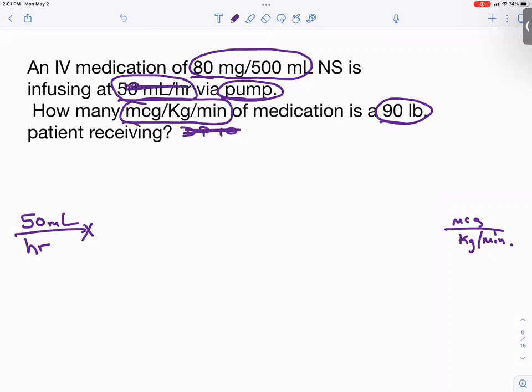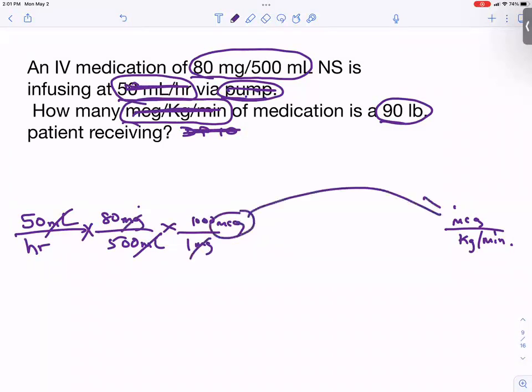So I'm going to cross off as I use it. I've already used this. I know I'm using a pump. So 80 milligrams in 500 milliliters. That gets rid of my milliliters. I have to get rid of milligrams and get to micrograms. 1 milligram is 1,000 micrograms. Looking good. Get rid of my milligrams. Now I have micrograms right where I need it.